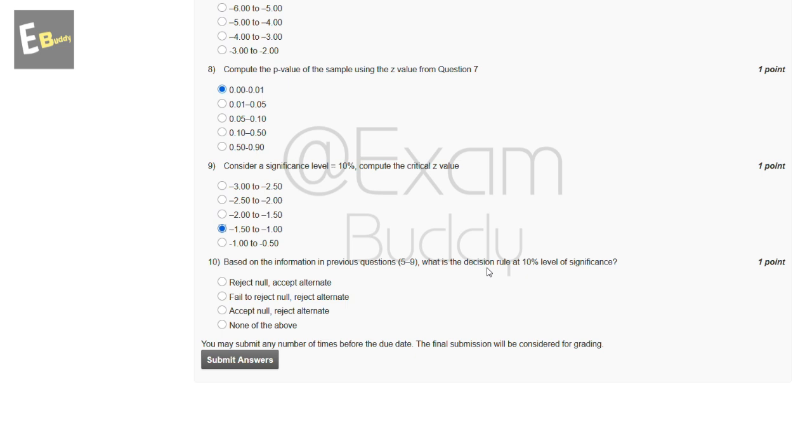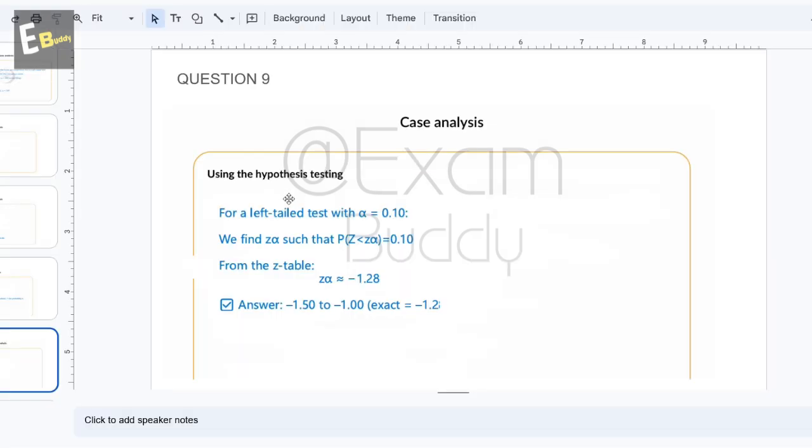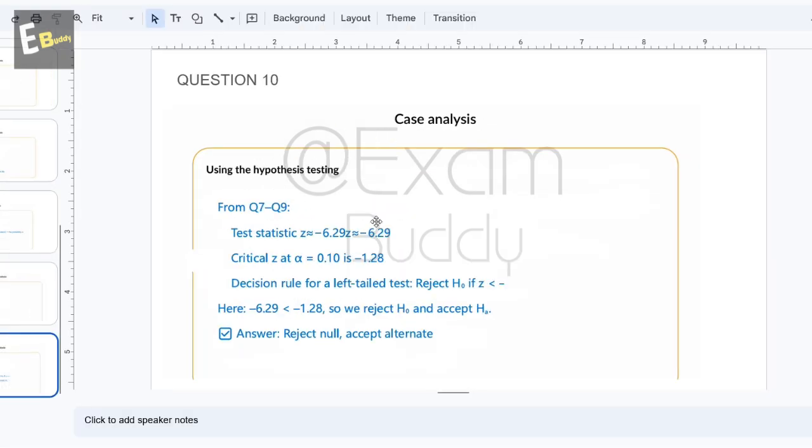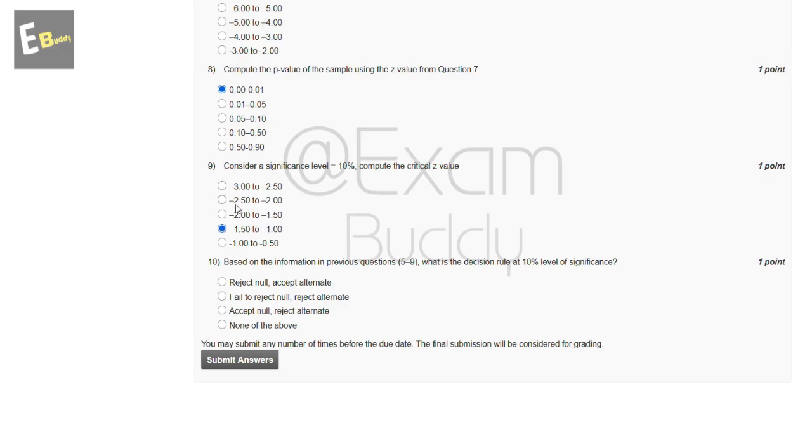Now the 10th question, based on the information in previous questions 5 to 9, is: what is the decision rule at the 10% level of significance? The options are reject null, accept alternate; fail to reject null, reject alternate; accept null, reject alternate; none of the above. Let's check the answer. From questions 7 and 9, the test statistic z is approximately minus 6.29, and the critical z at alpha equal to 0.10 applies. The decision rule for a left tail test is to reject H0. The answer is reject null, accept alternate. So the answer of the 10th question is A.